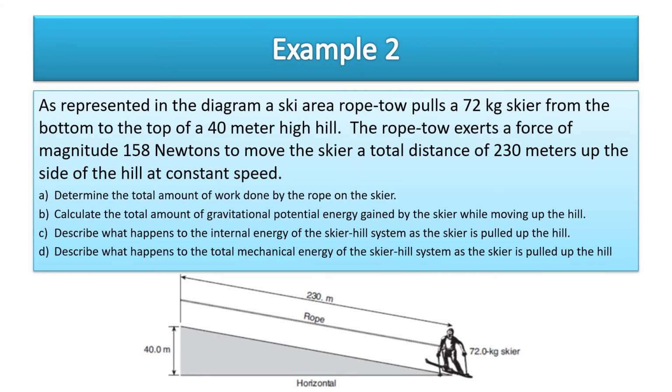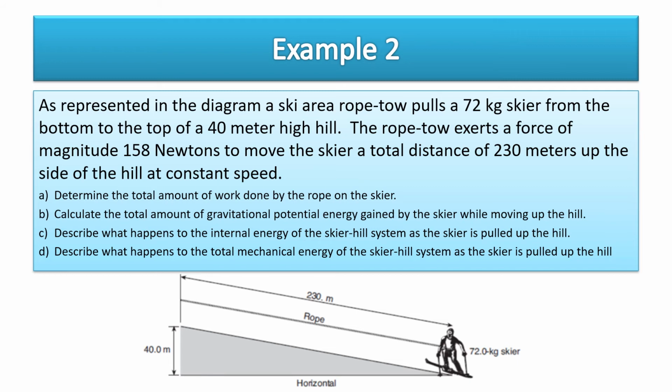So here's an example that shows that. This is straight from the Regents. It says, as represented in the diagram, a ski area rope tow pulls a 72-kilogram skier from the bottom to the top of a 40-meter high hill. The rope tow exerts a force of magnitude 158 newtons to move the skier a total distance of 230 meters up the side of the hill at a constant speed.